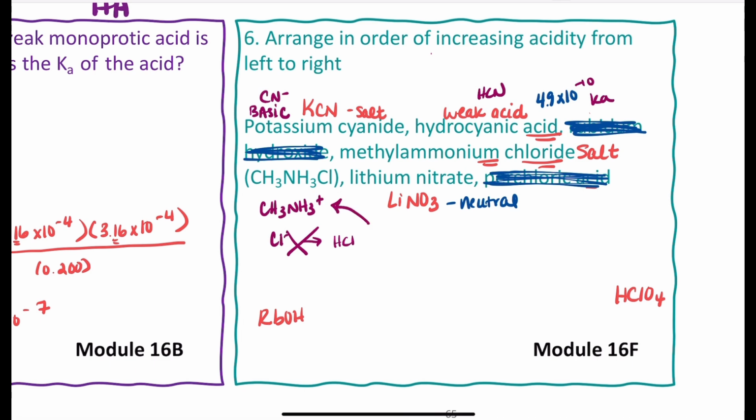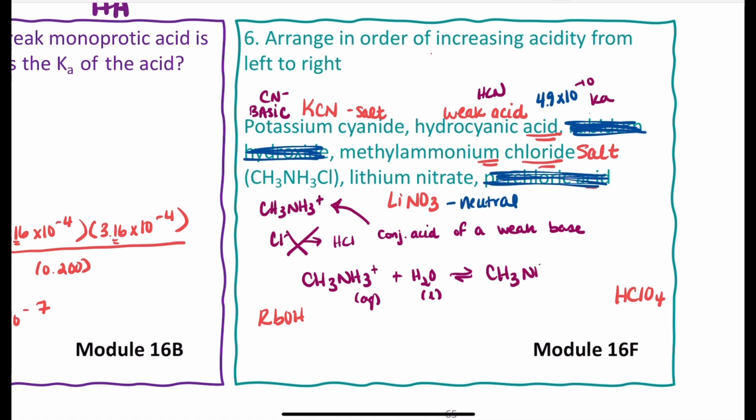But this species is the conjugate acid of a weak base, meaning it can donate a proton. CH3NH3 plus water can form CH3NH2 plus H3O plus. So it's acting as an acid because it's donating that proton. Because it's able to donate that proton, it's going to be an acidic species in solution.